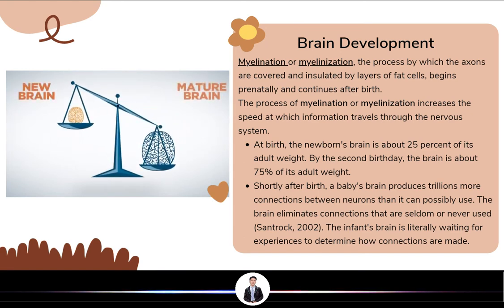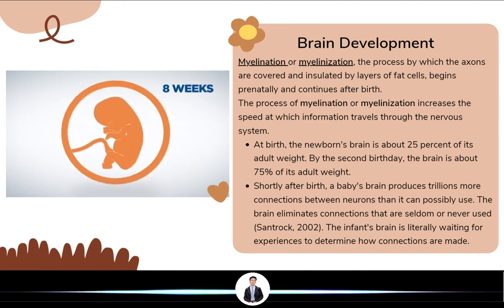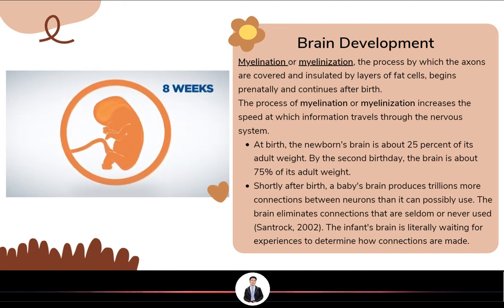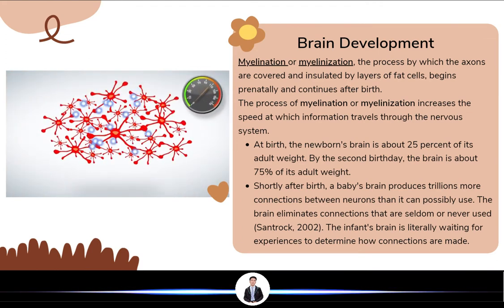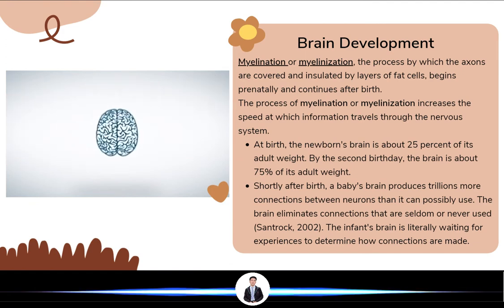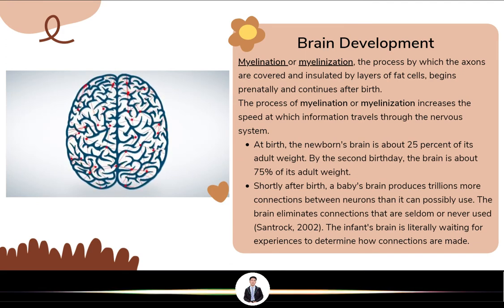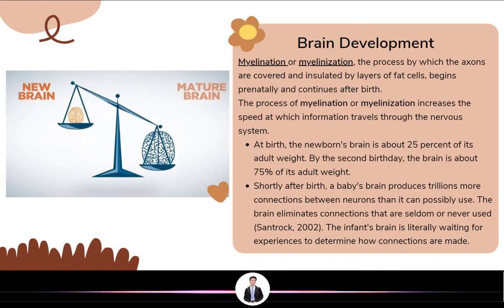The process of myelination or myelinization increases the speed at which information travels through the nervous system. At birth, the newborn's brain is about 25% of its adult weight. By the second birthday, the brain is about 75% of its adult weight. Shortly after birth, a baby's brain produces trillions more connections between neurons than it can possibly use.